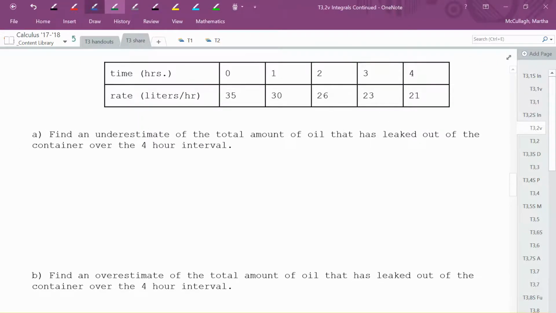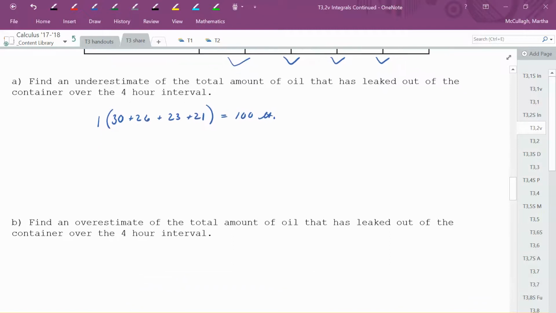So if I want an underestimate, in this first interval, I'm going to take the 30. In the second interval, the lower value is 26. In the third interval, the lower amount is 23. And in the fourth interval, the lower value is 21. I need to multiply that by the width of each interval, which is 1. So that equals 100 liters.